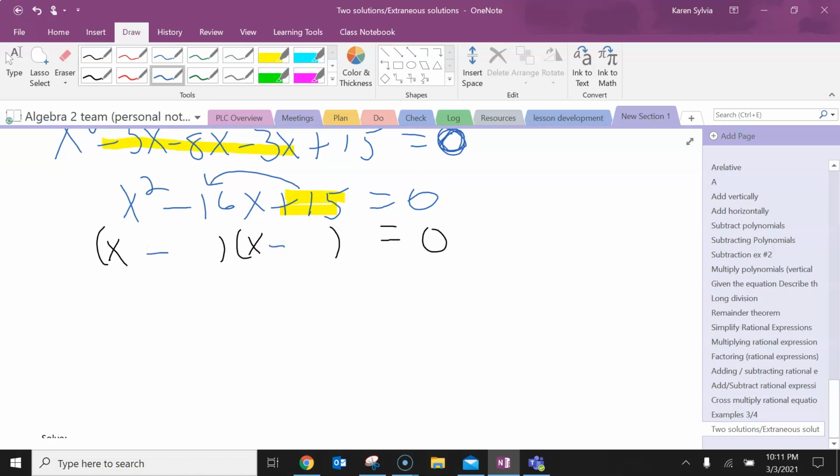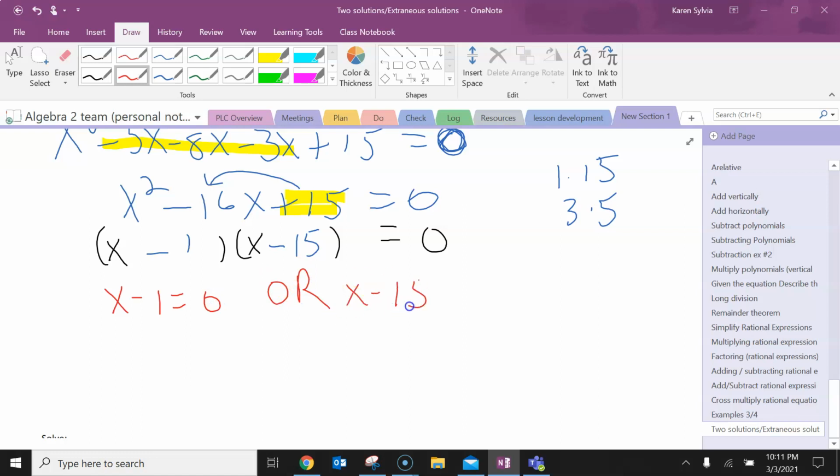And my numbers that multiply to 15 are 1 and 15. And 3 times 5. The ones that will add to negative 16 would be the negative 1 and negative 15. Okay, so that has now been factored, and now the zero product property tells me that x minus 1 equals 0, or x minus 15 equals 0. Add 1 to both sides, x equals 1, or add 15, and x equals 15. So I now have my two possible solutions.